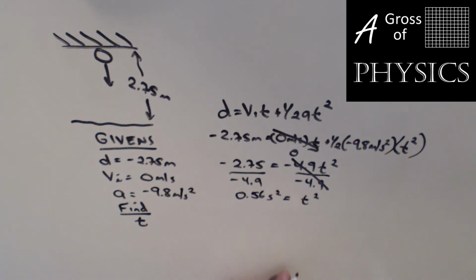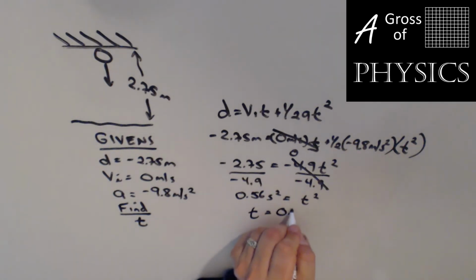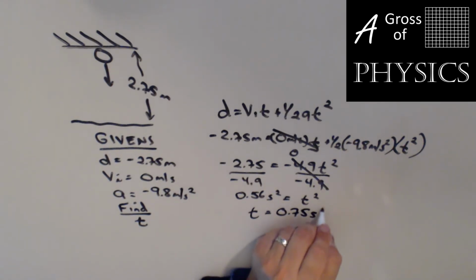Now, what's important to realize is that this is not our final answer because we need to take the square root of that number. So I'm going to do square root of the second answer, and I'm going to get t to be 0.75 seconds.